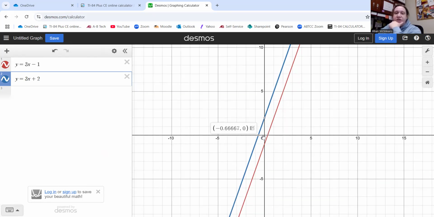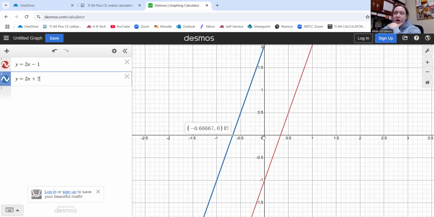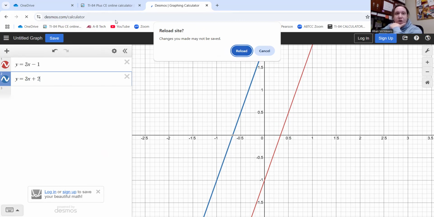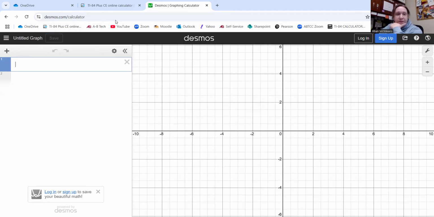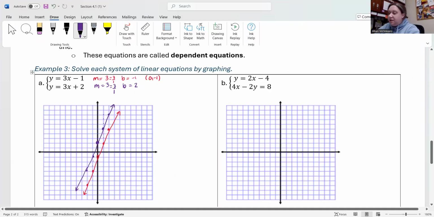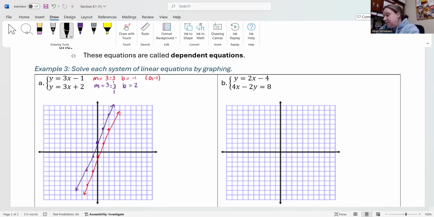Okay, so you can see here for sure, without a shadow of a doubt, you've got a set of parallel lines. They're never going to intersect. Okay. All right, let's go back to the worksheet. So in this situation, we would want to say that these two lines are parallel lines, and there is no solution. We could also say that this is an inconsistent system. There's no solution to it.